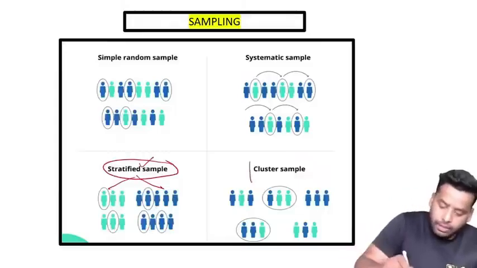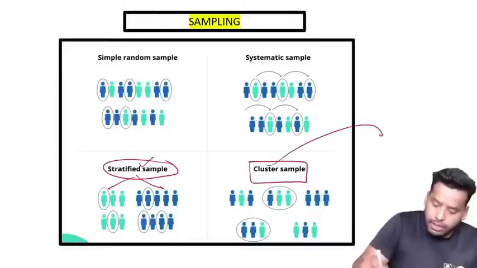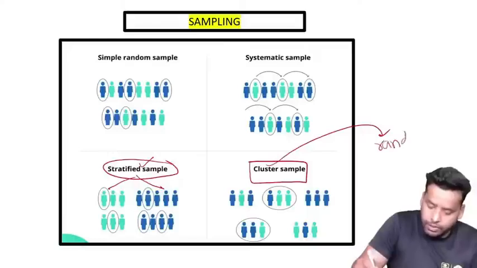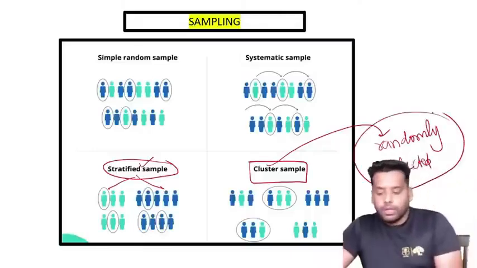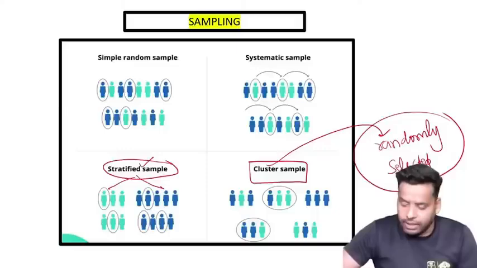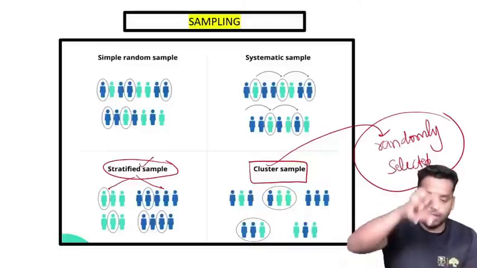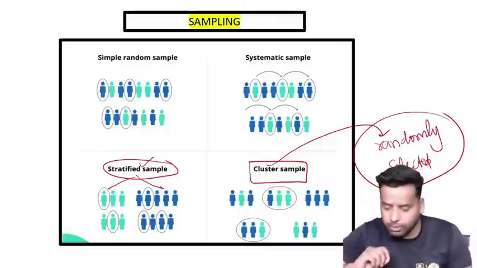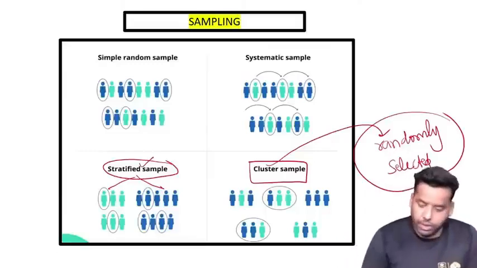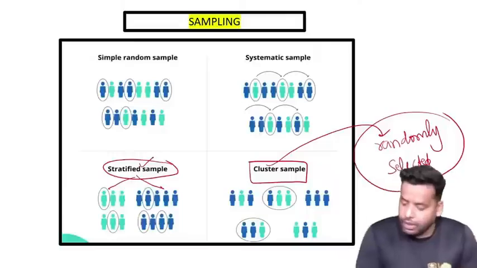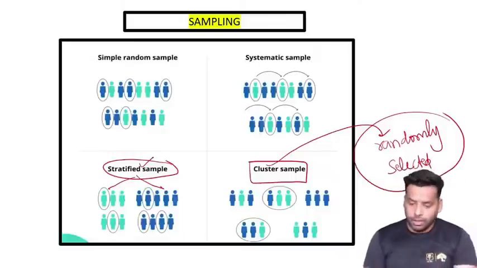Rather than selecting individuals, clusters are randomly selected. Group of individuals. What is this sampling called as? Answer my next question. Clusters are randomly selected. What is this called as? Instead of individuals, clusters are randomly selected. Group of individuals means cluster. What is this sampling called as? Cluster random sampling. Good.